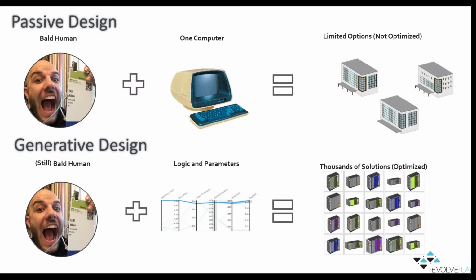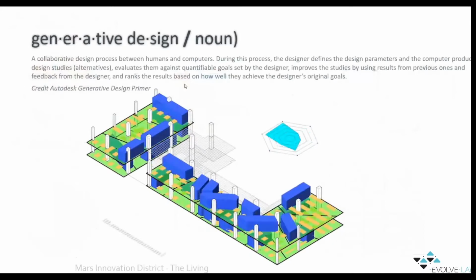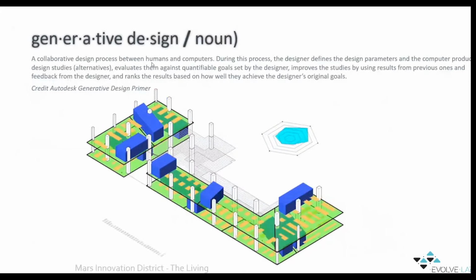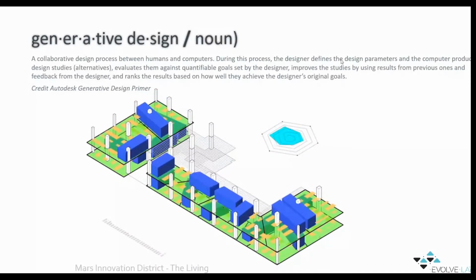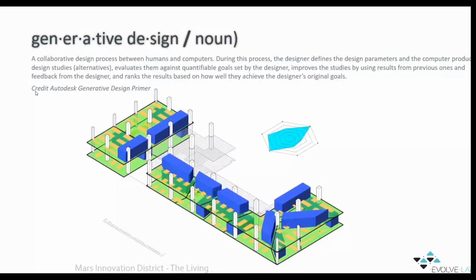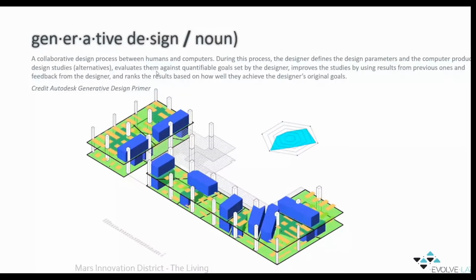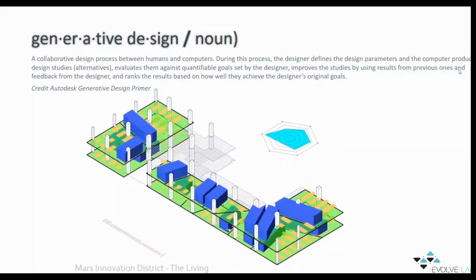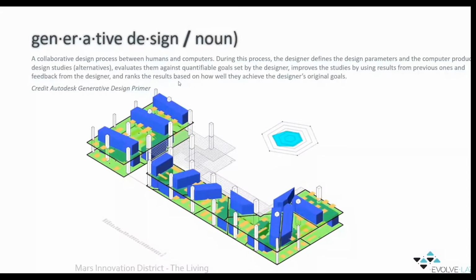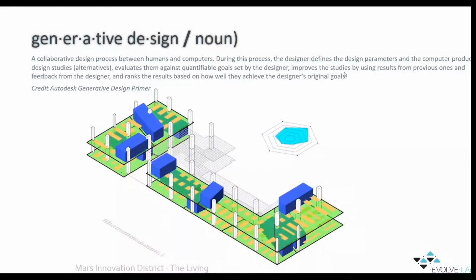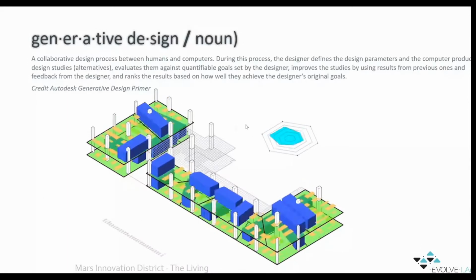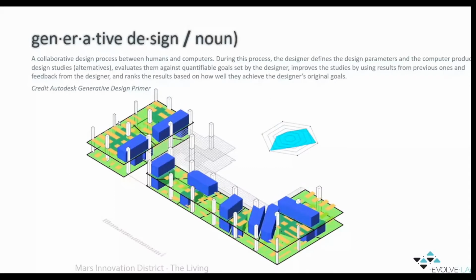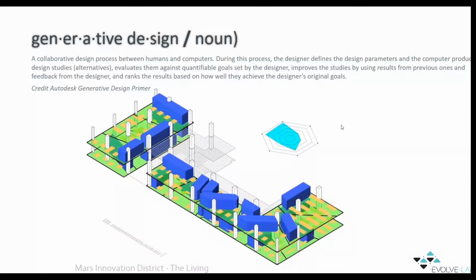So if we look at the definition from Autodesk and what generative design is, it's a noun. They communicate as a collaborative design process between humans and computers. During this process, the designer defines the design parameters and the computer produces design studies or alternatives, evaluates them against quantifiable goals set by the designer, improves the studies by using results from previous ones and feedback from the designer, and ranks the results based on how well they achieved the designer's original goals. And so this is a definition directly from Autodesk. And as many of you know, in 2021, they've launched their new generative design tool for Revit.